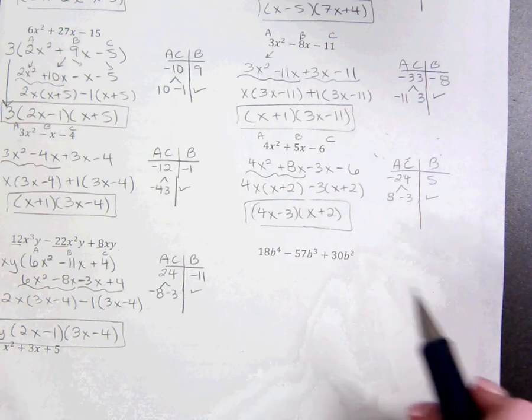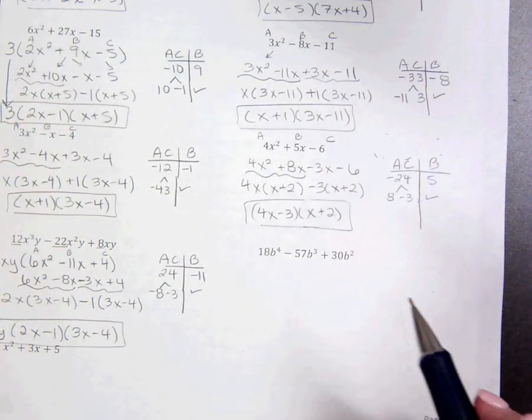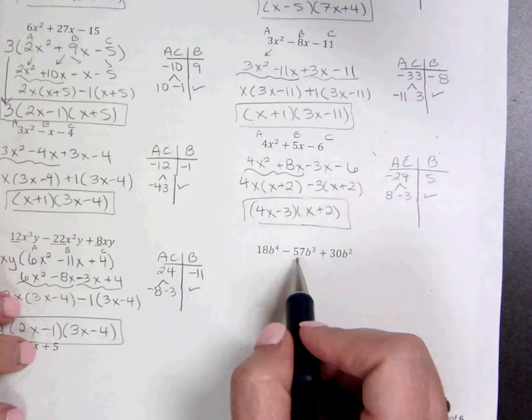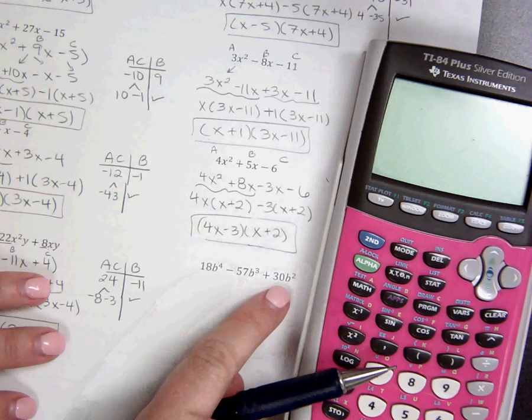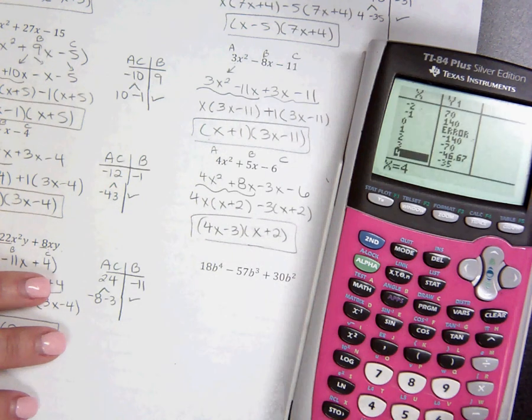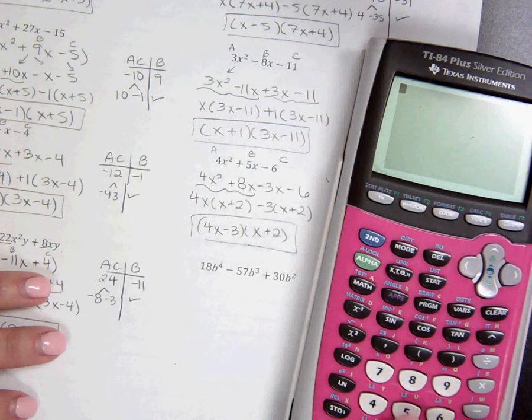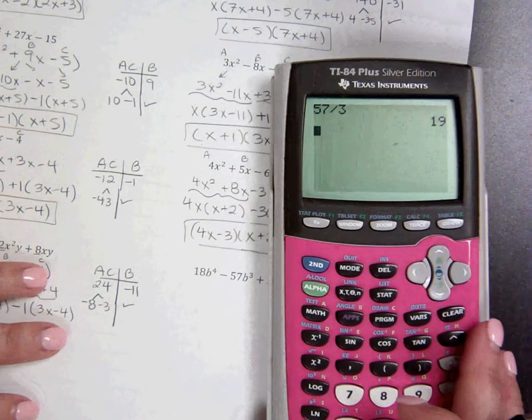Same idea with the next one. We want to look for as many GCFs as we can. 57 is kind of a tricky number, but I know 18 divides by 3, and I know 30 divides by 3. So I'm just going to check and see if 57 divides by 3. And sure enough, it does.